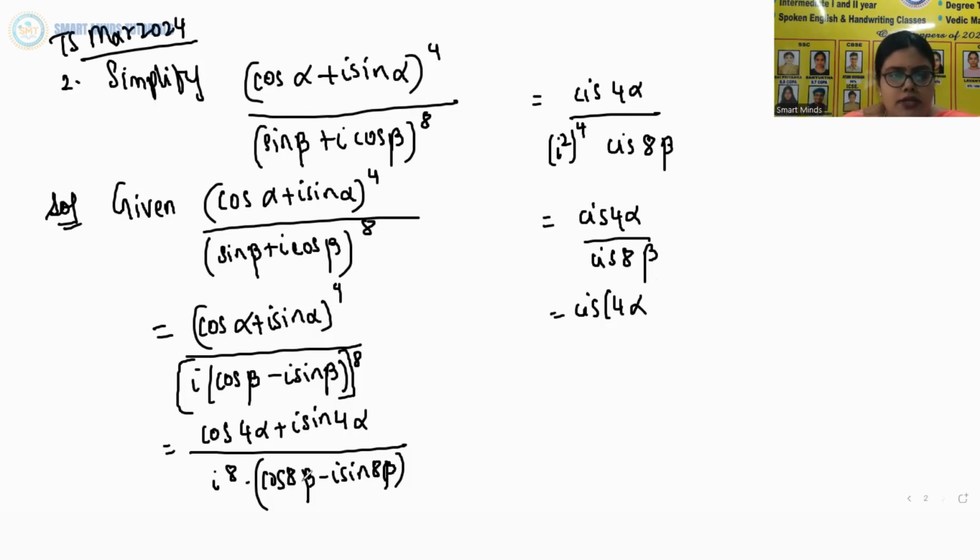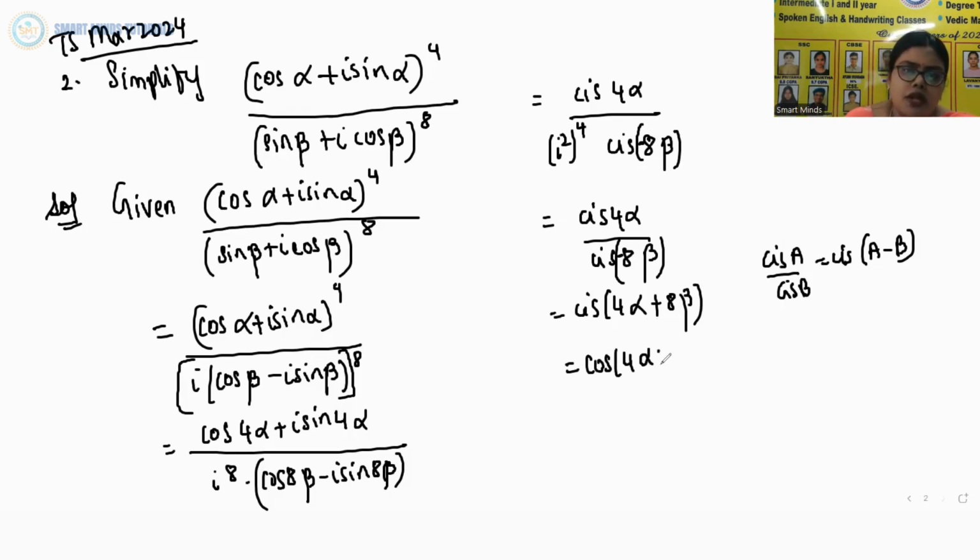Now here it is cos 8 beta minus i sin 8 beta, no? So it is cis of minus 8 beta. So this is 4 alpha. Actually, what are the cis properties? Cis A by cis B is cis (A minus B). But already in the denominator you have negative. Negative of negative will become positive. That is, we can write this as cos (4 alpha plus 8 beta) plus i sin (4 alpha plus 8 beta).